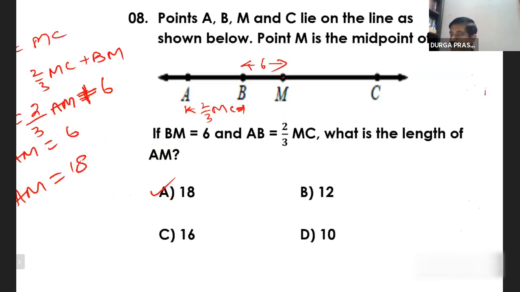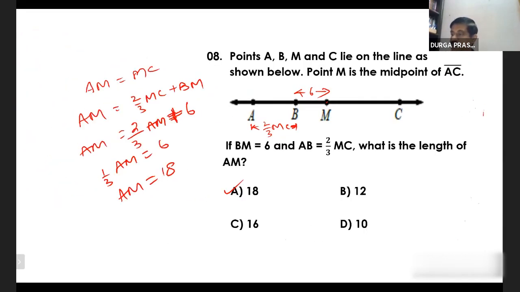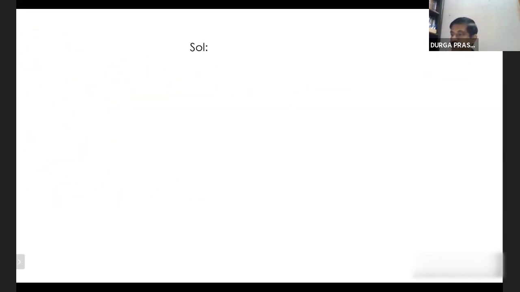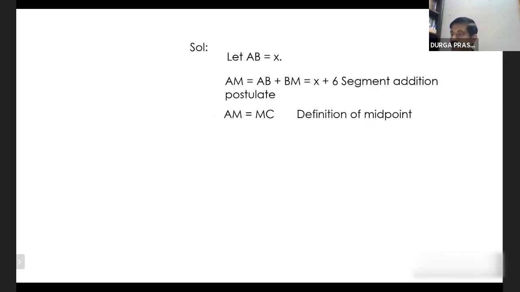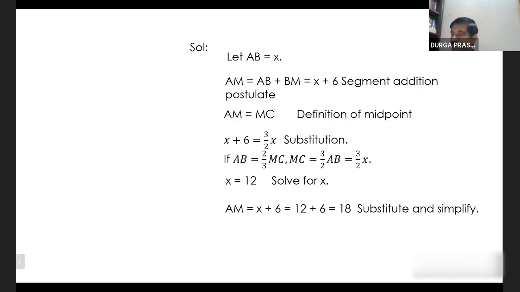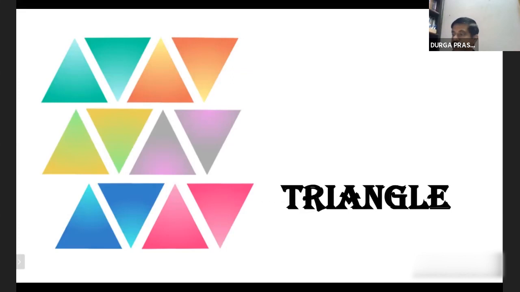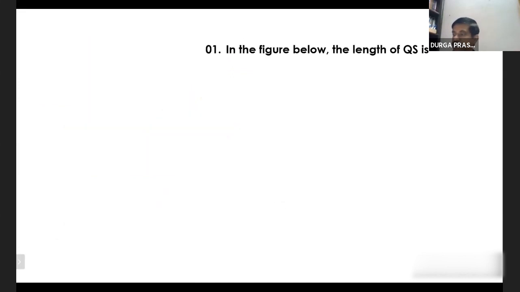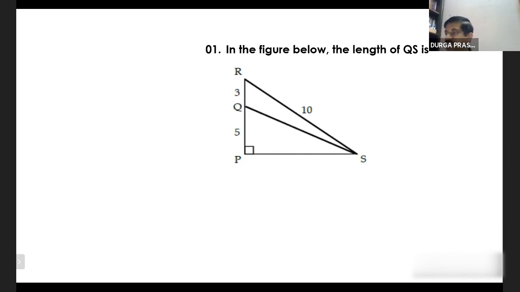Let's go to the next question. Triangles. In the figure given below, the length QS is asked. What is PS? Root of 10 squared minus 8 squared, using Pythagoras. That is nothing but 6.